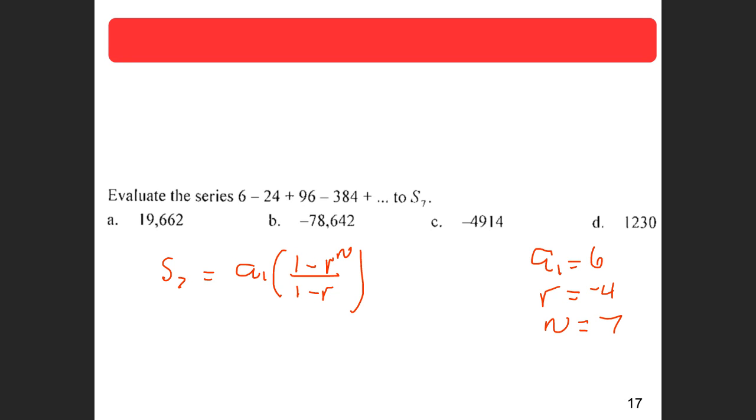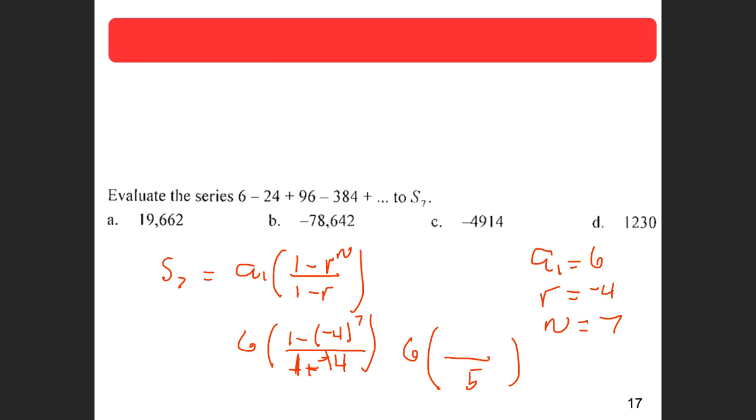So if I plug all my values in, I end up with 6 times 1 minus, got to be very, very careful here, negative 4 to the 7th power, all over 1 minus negative 4. So the bottom is going to be 5. So this is going to be 6, and then there's going to be a 5 on the bottom. I don't know what this is. I have to put that in my calculator. So I've got 1 minus, and then I'm going to put that in parentheses, negative 4 raised to the 7th power.